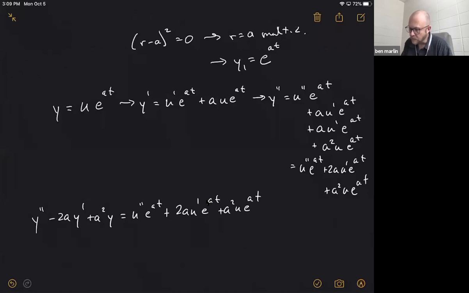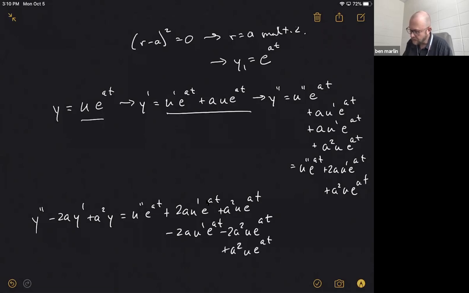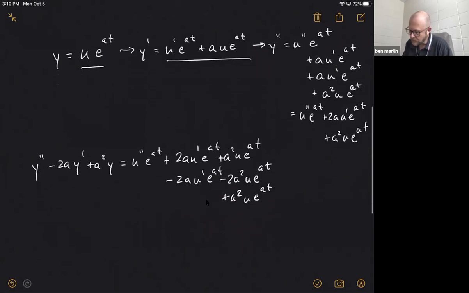And let's see, then what was it? Minus 2a times this one here. So minus 2a u prime e to the at and minus 2a squared u e to the at. And then finally plus a squared times this. So plus a squared u e to the at. And then we're going to set it equal to 0 after this.